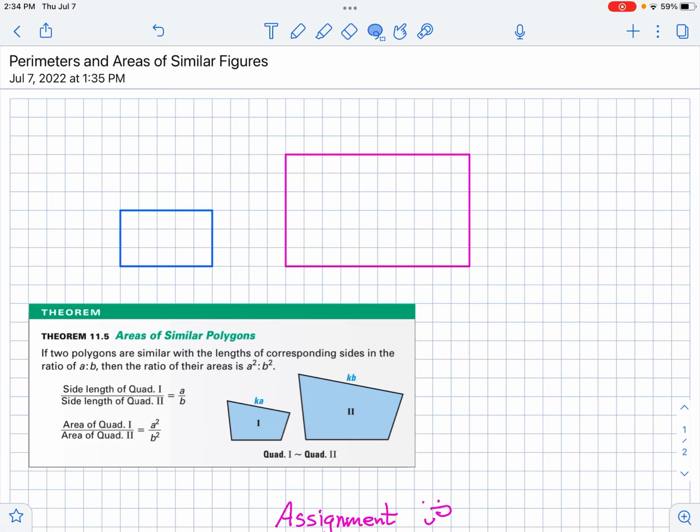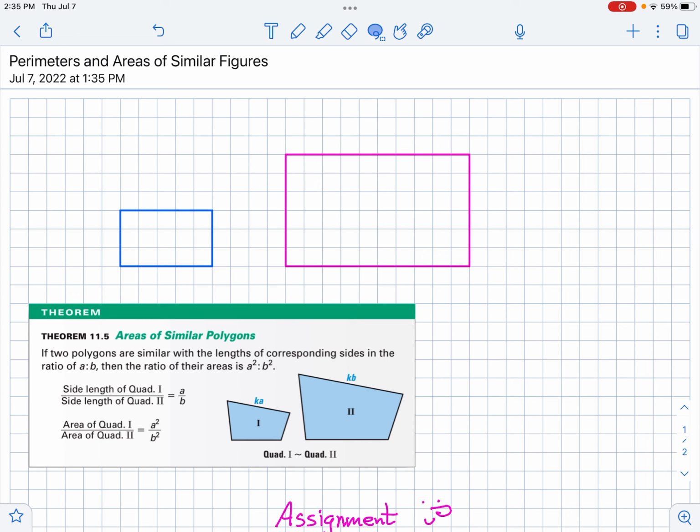I want to go back and revisit similar figures. In particular, I want to look at how perimeters of similar figures compare and how areas of similar figures compare. Now, we already said, well, let's just go back. Let's look at these two basic ones here.